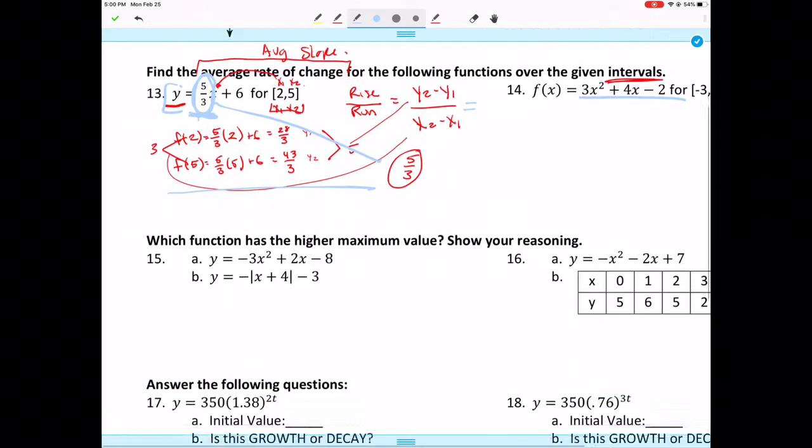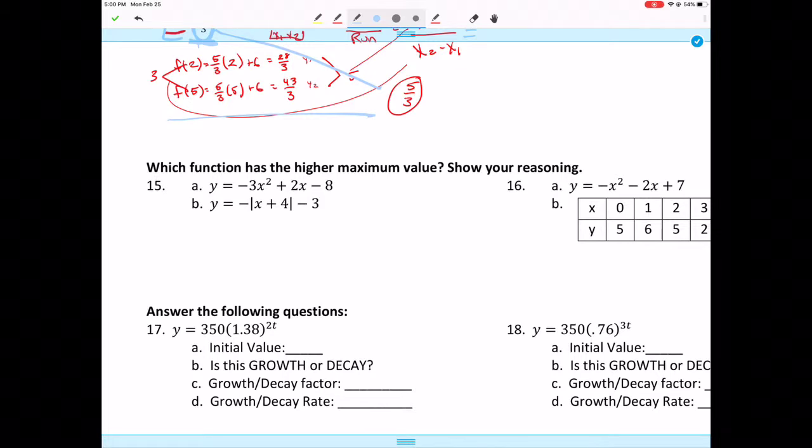Okay. All right. So 15 through 16, they want us to find what the maximum value is, or which of the two equations has the highest maximum value. So here, first one, you would maybe want to graph, okay? We can graph and we can find the maximum that way, or we would use the equation of the vertex, which is negative b, oops, messed that up, negative b over 2a. That gives us our axis of symmetry, and then we plug that in to give us our maximum or our minimum, okay?